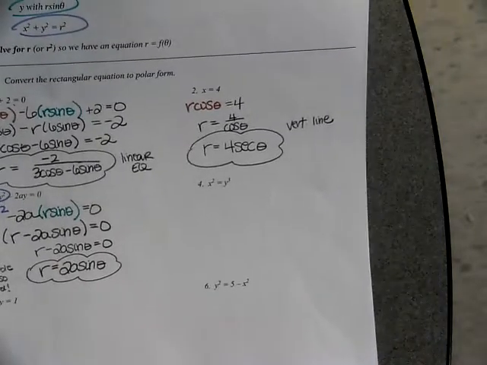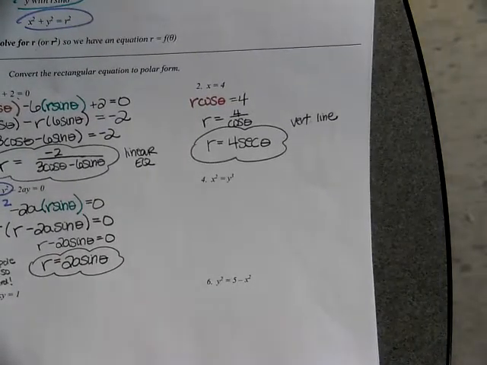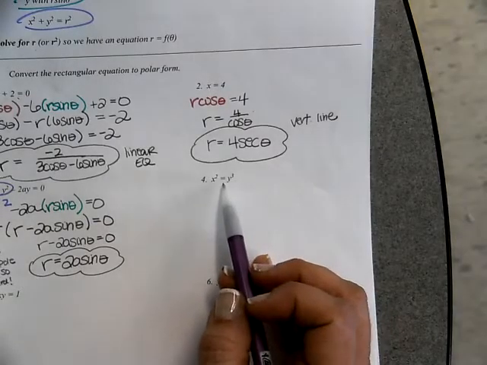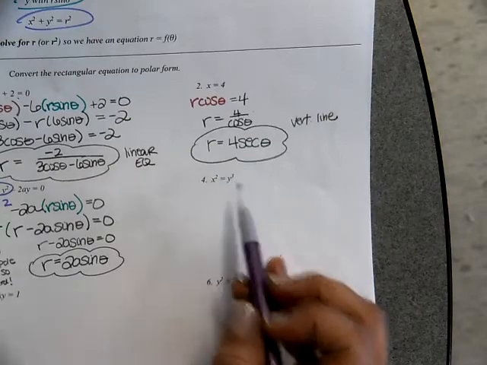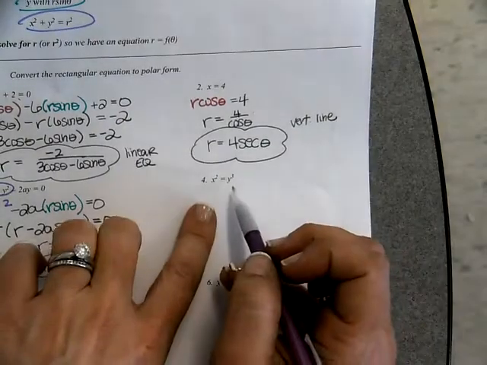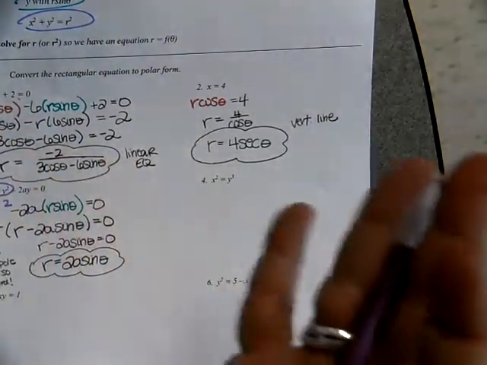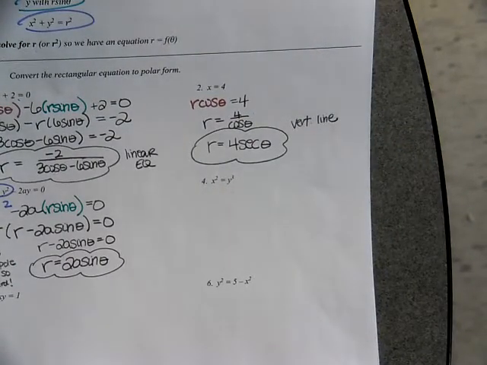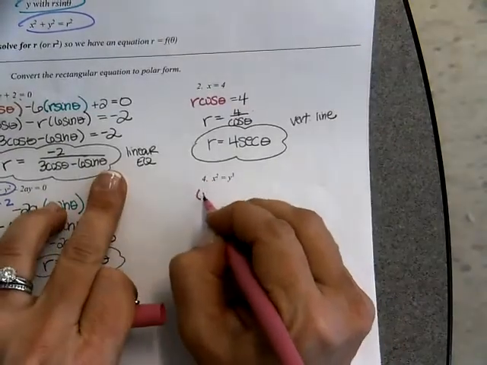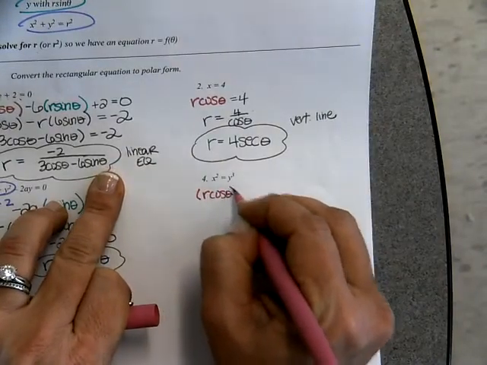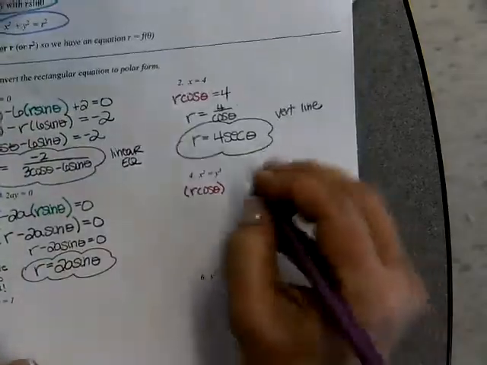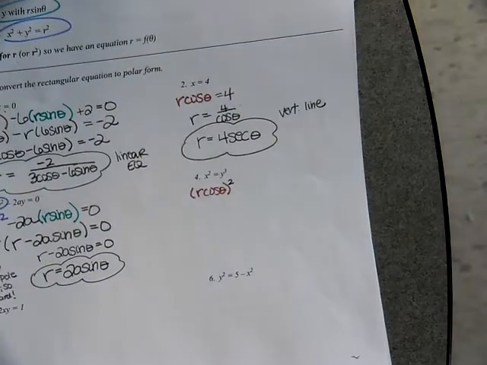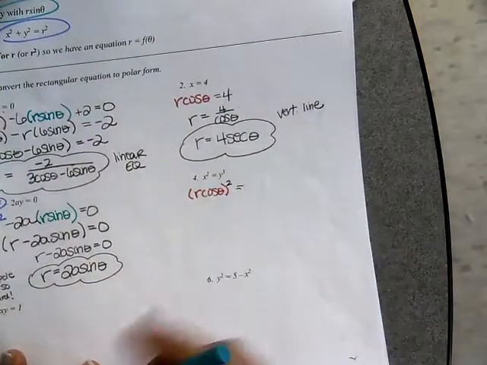Let's look at number 4. In number 4, we have x squared equals y cubed. And we might try to be savvy and say, well, let's subtract so we can get x squared plus y squared. No, we can't. So let's just actually replace x with r cosine theta and y with r sine theta.